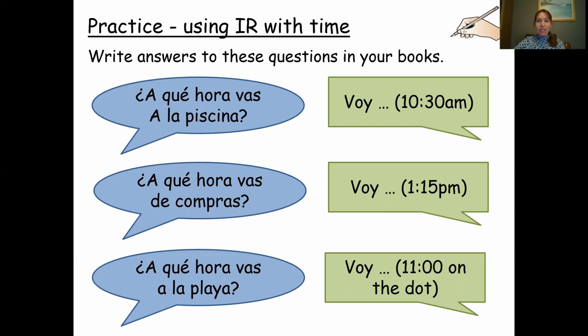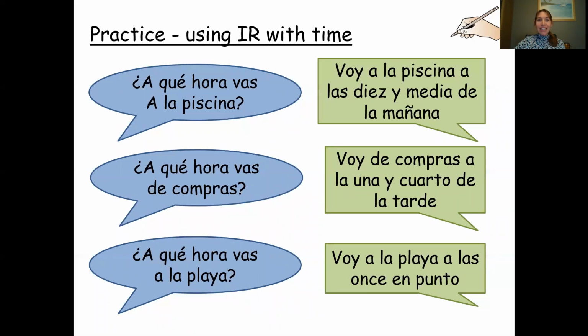Excelente, muy bien. So let's see how you got on. Hopefully you got the answers. Voy a la piscina a las 10:30 de la mañana. I go swimming at 10:30 in the morning. Voy de compras a la 1:15 de la tarde. I go shopping at 1:15 in the afternoon. And the last one, voy a la playa a las 11 en punto. I go to the beach at 11 on the dot, or dead on 11, however you like to say that.